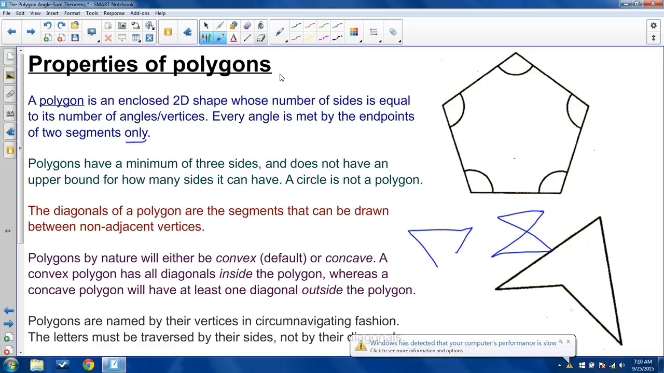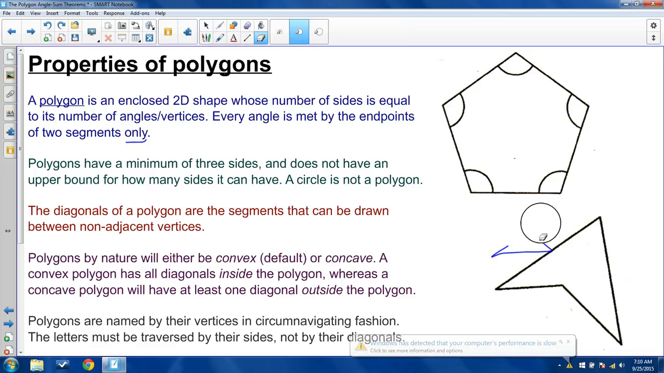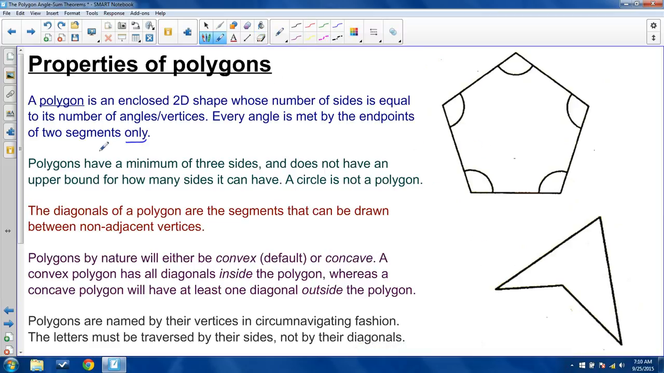Polygons have to have an inside where it's enclosed, but they don't intersect in some way. Polygons have a minimum of 3 sides, and that's a triangle. That's the smallest polygon you could make, not in size, but sides-wise. And it does not have an upper bound for how many sides it can have. It can have 20, it can have 100, it can have 1,000, etc.